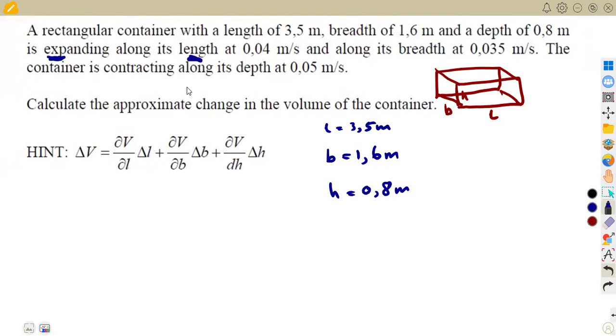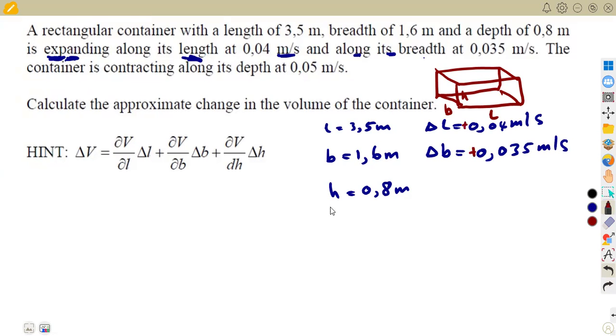Along its length, the length is expanding by 0,04 meters per second, a change in length. This is the change in length, 0,04 meters per second. Along its breadth, the expansion is taking place in the breadth too, so the breadth also is affected. It is an expansion, which is 0,035. Like I said, an expansion is positive. So this is positive, this is positive.